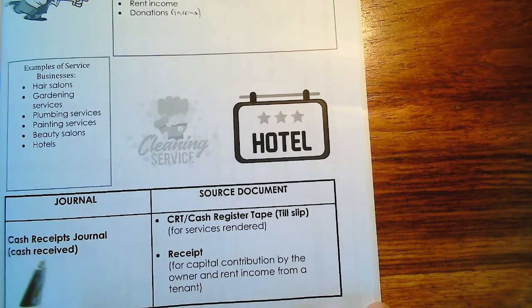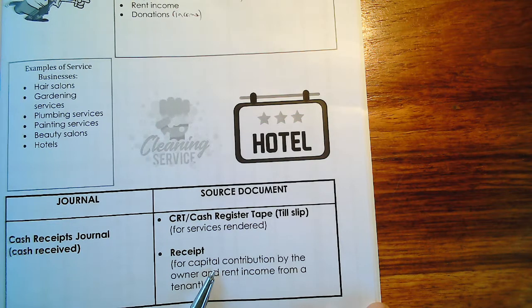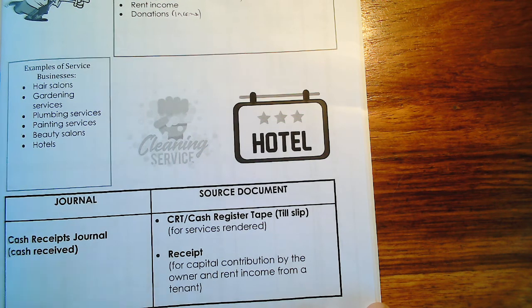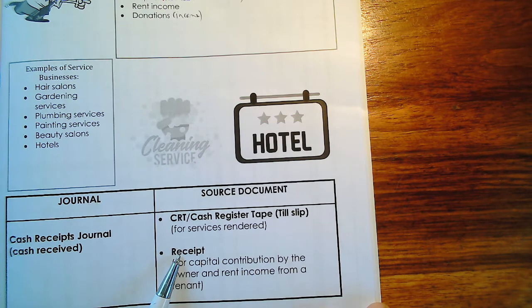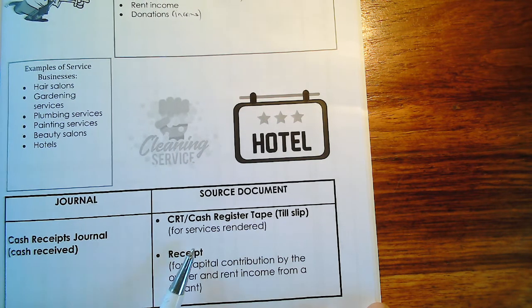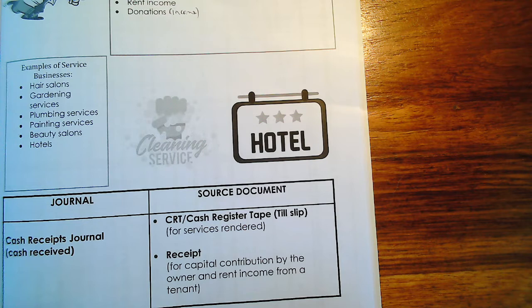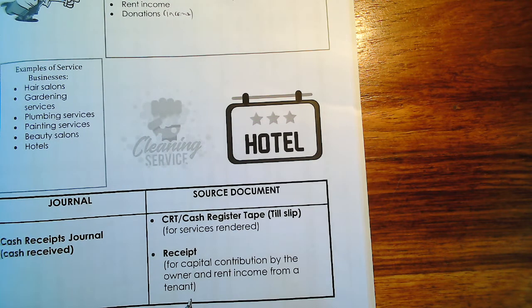The other source document in a cash receipts journal will be a receipt. If we pay a capital contribution into the bank account, or the owner puts money into the business, the source document for that will then be a receipt. Or if a tenant pays rent income, then when we receive that money, we write out a receipt for it. So there are receipts and cash register tapes as the two source documents for a cash receipts journal. That was page 52 of the accounting booklets.